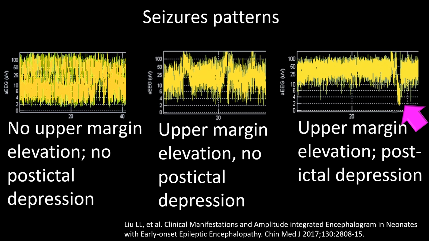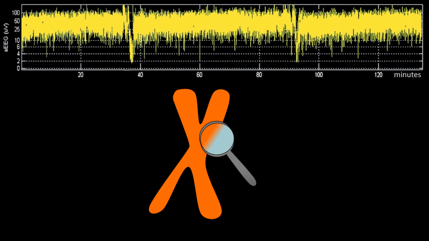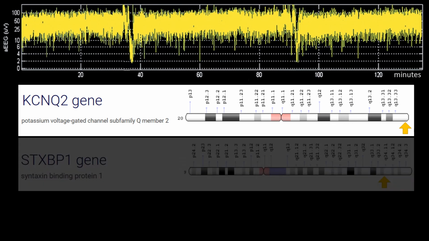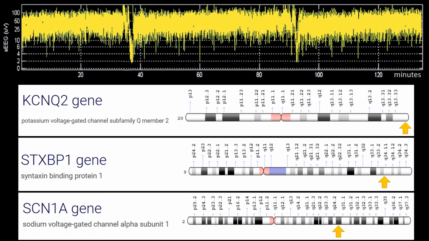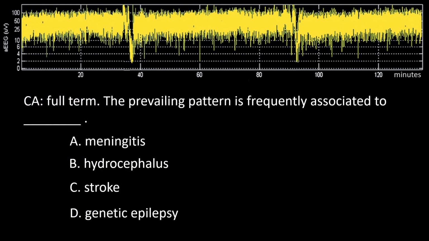This pattern, characterized by upper margin elevation and postictal depression, although not pathognomonic, has been associated with genetic epilepsies linked to potassium voltage-gated channels, synaptotagmin binding protein 1, and sodium voltage-gated gene pathological mutations. So the answer to this question is D. Thank you very much for your attention.